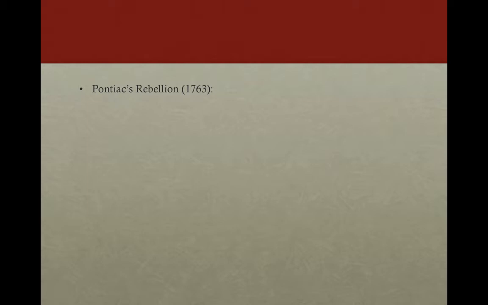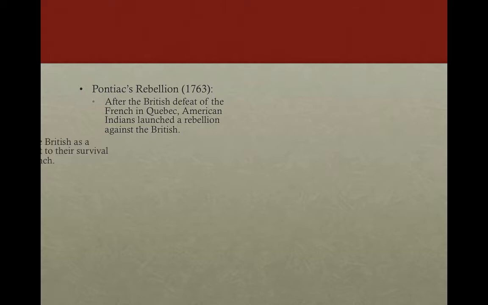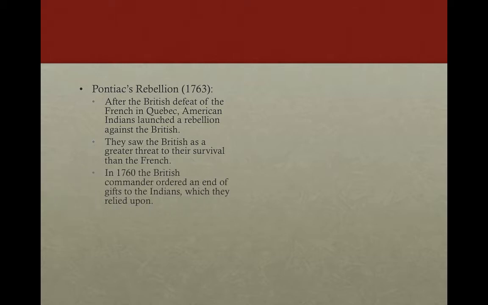Pontiac's Rebellion, 1763. After the British defeat of the French in Quebec, American Indians launched a rebellion against the British. They saw the British as a greater threat to their survival than the French. In 1760, the British commander ordered an end to gifts to the Indians, which they relied upon. The rebellion collapsed in 1763 because the British made a proclamation forbidding entry into Indian territories.